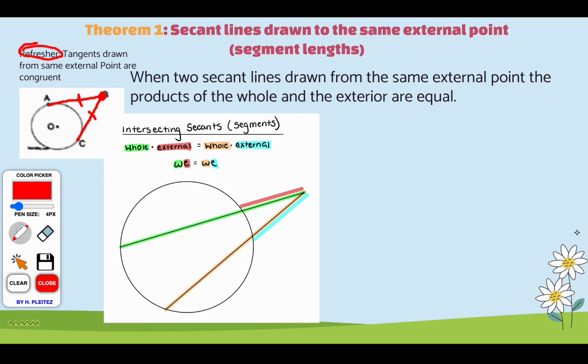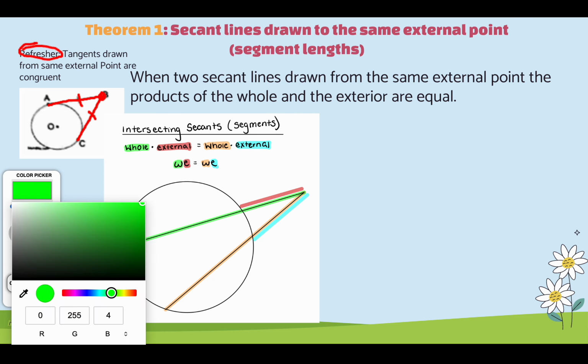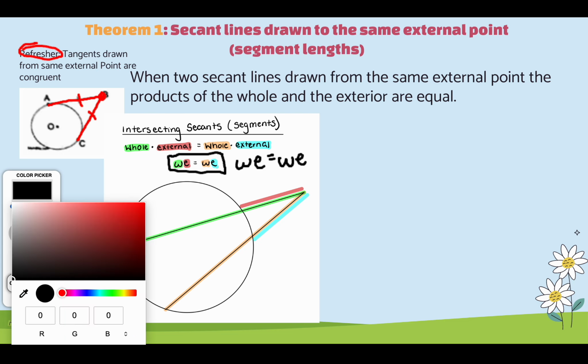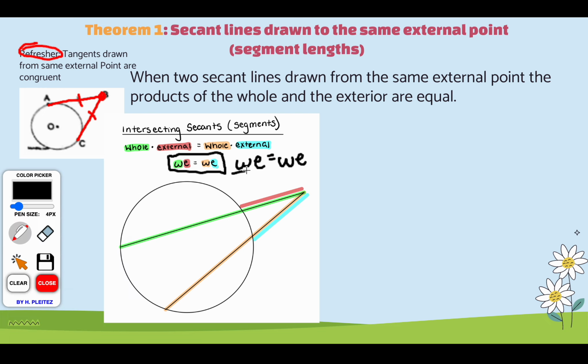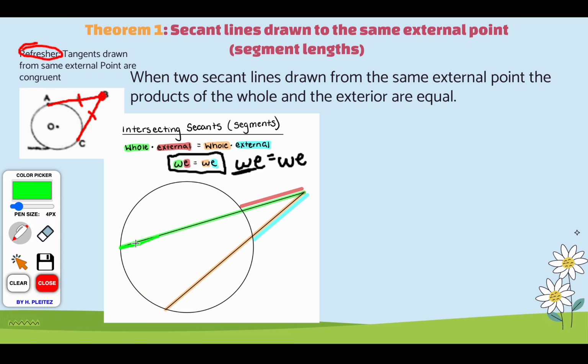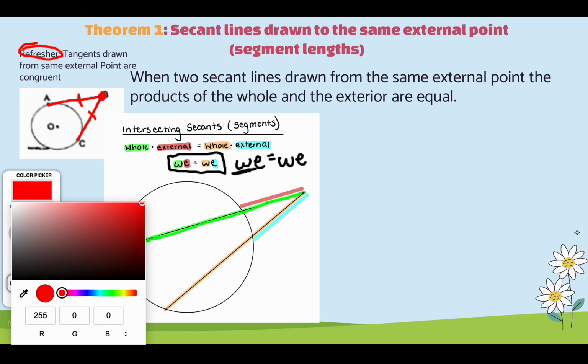So we can see that our whole, and the formula you're going to remember, it sounds silly, but it helps me remember it, is WE equals WE, like French, right? WE equals WE. That's a super important formula we're going to need. But you've got to know what the letters mean, right? So W stands for the whole secant. Our whole secant is this entire line right here in green, times the external portion.